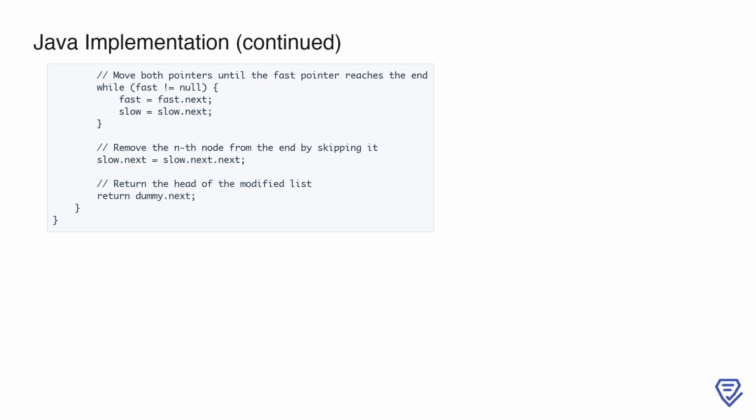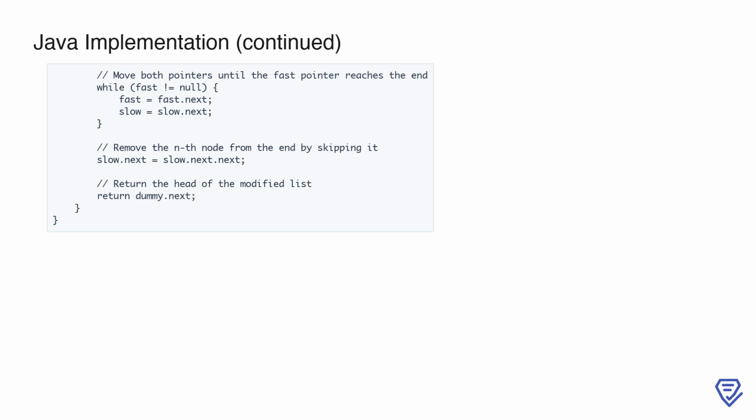This ensures that the slow pointer is positioned just before the node that needs to be removed. To remove the nth node from the end, we simply update the next reference of the slow pointer to skip over the target node, effectively removing it from the list. Finally, we return dummy.next, which points to the head of the modified list.